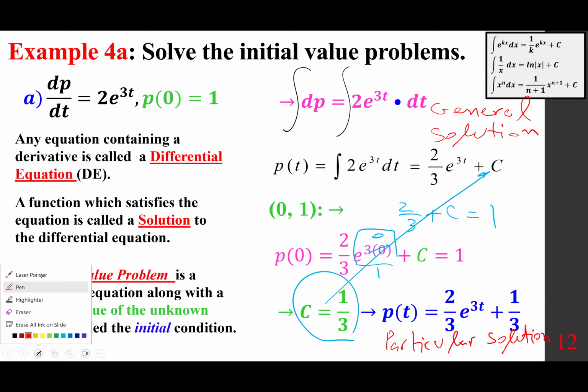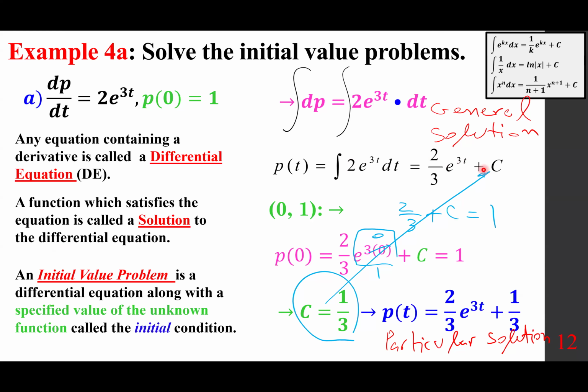So here we have infinitely many solutions for P of t. When we use one pair, we get to one of those solutions. That's why it's called the initial value problem. So with one initial value, we can come up with the answer.